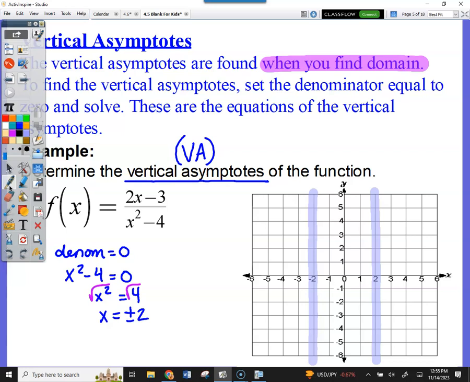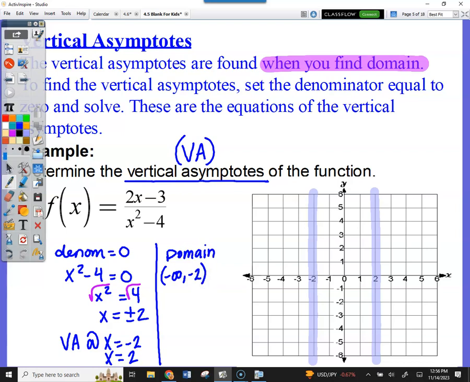We found the vertical asymptotes at x equals negative 2 and x equals positive 2. If you want to connect it with what we just practiced, you could also say, by the way, the domain here is negative infinity to negative 2, union negative 2 to 2, union 2 to infinity.